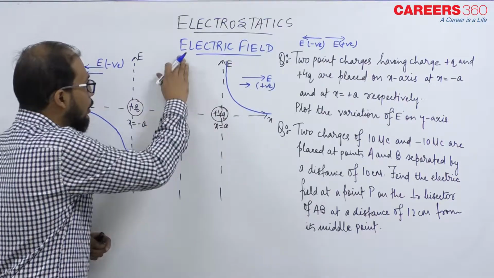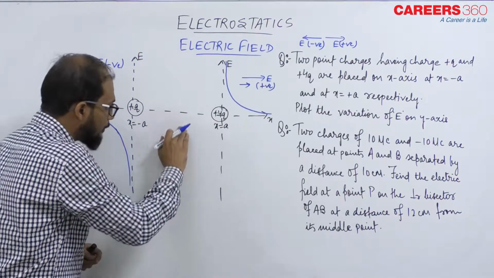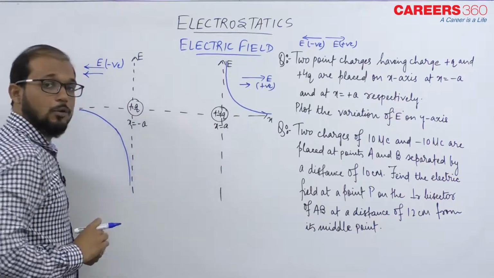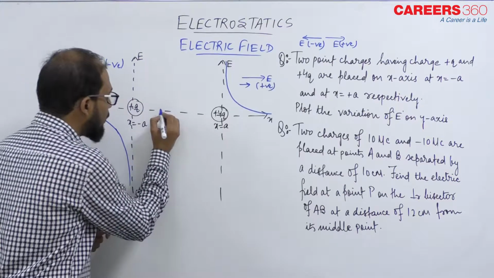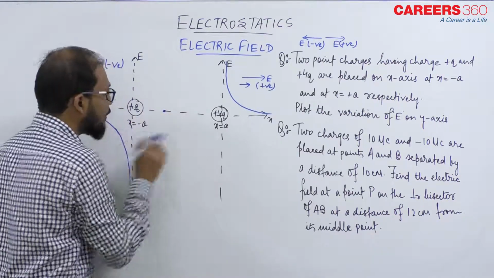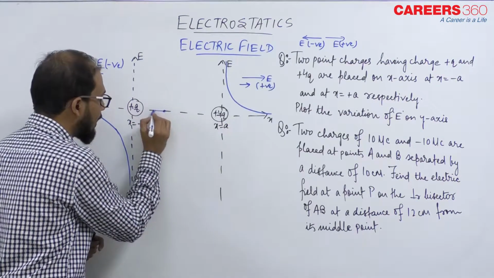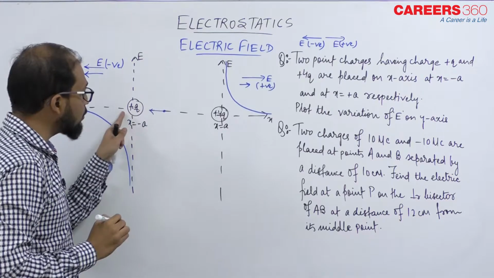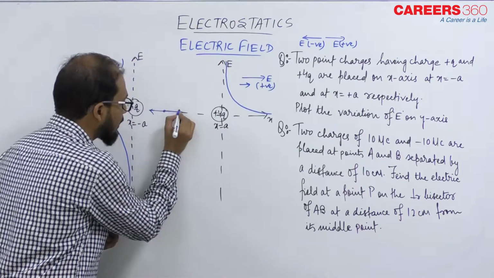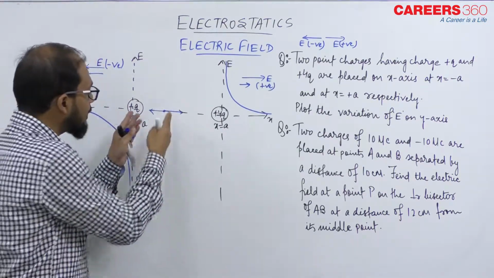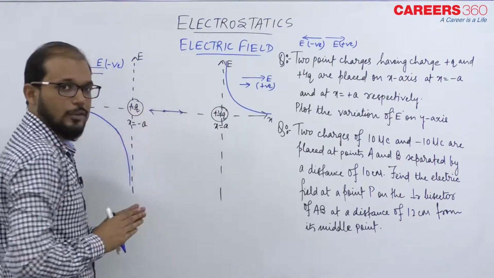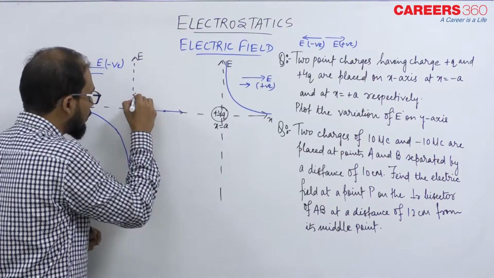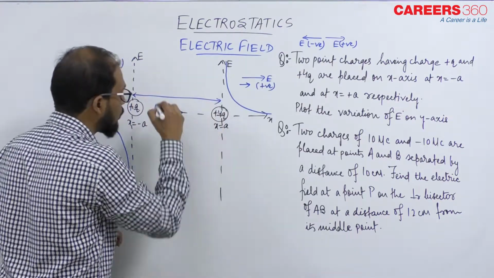Now let's talk about the region in between. What will happen in between the charges plus q and plus 4q? Here, suppose we take any point. The electric field due to this plus 4q charge will be in this direction, and the electric field due to this plus q charge will be in this direction. Now, at some point between plus q and plus 4q, the electric field has to be 0, and we have to find the distance. Suppose the distance between plus q and plus 4q is L.